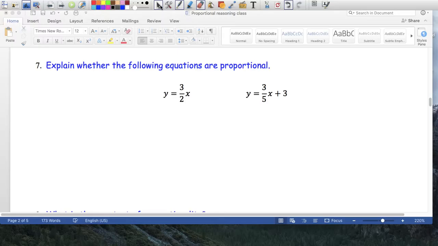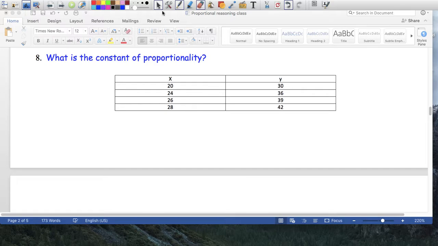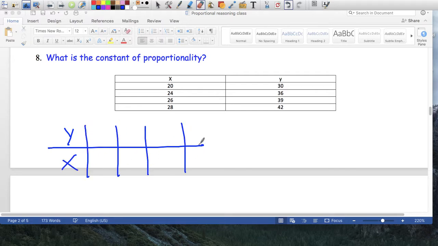Let's move on. What is the constant of proportionality? Again, it might be easier if the table is set this way. Assuming that this is a table where it's proportional, let's just write that y equals... So be careful: 30, 36, 39, 42, 20, 24, 26, 28.